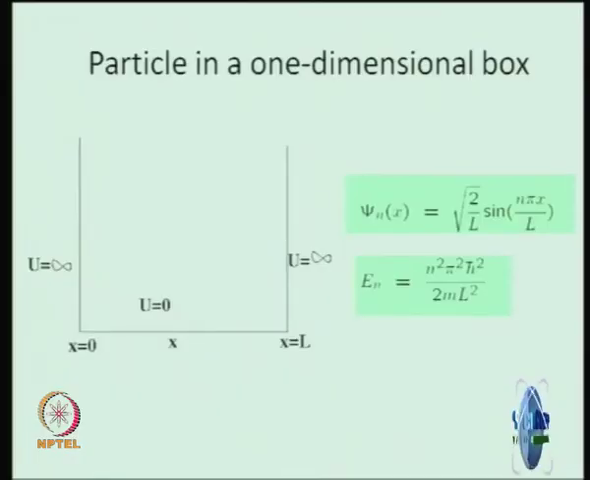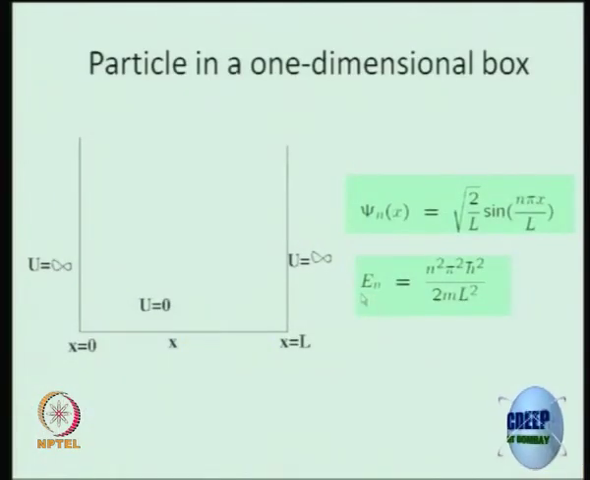And when I say solution to the time independent Schrodinger equation, what does it mean? You have to give both the wave function as well as the corresponding energy eigenvalues. So the E_n are the corresponding energy eigenvalues and they are also discretized, an integer multiple n squared multiplying a common factor which is pi squared h cross squared by 2 m L squared. L is the length of the box. So this is what we mean by a solution to a time independent Schrodinger equation.